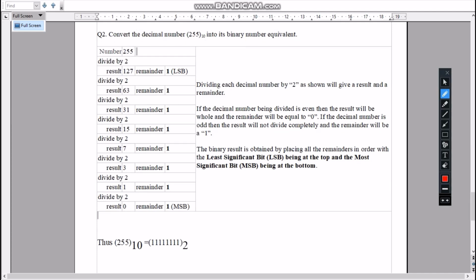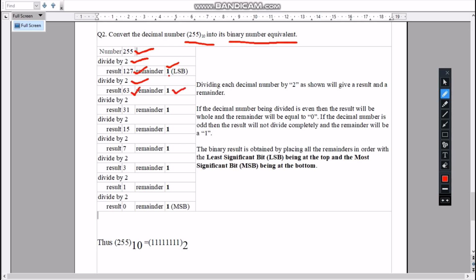Now I will take the second example. Convert the decimal number 255 having base 10 into its binary number equivalent. Here we'll take the number 255, we'll divide it by 2. The result is 127 and the remainder is 1. Here this is your LSB. Now we'll divide 127 by 2. Our result is 63 and the remainder is 1.